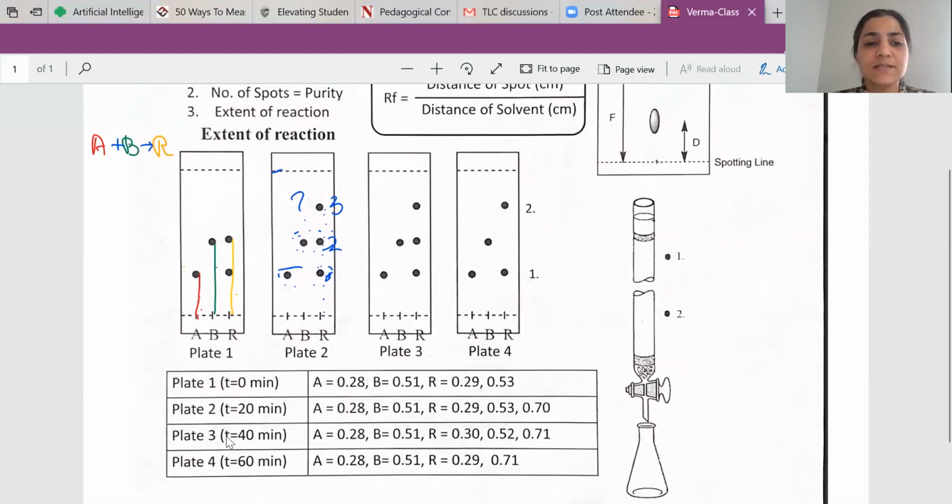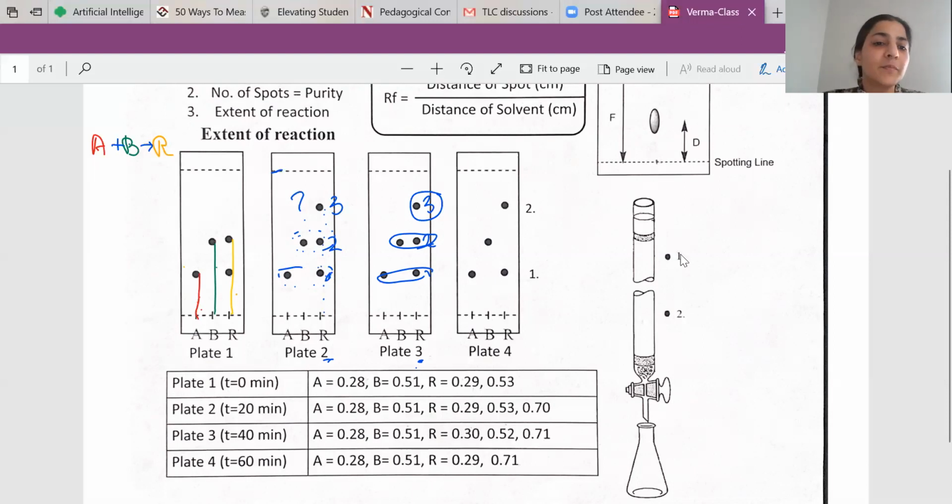After 40 minutes of her reaction being started, she takes a fresh plate, spots A, B, and the reaction sample R after 40 minutes. And she still sees that the 3 spots are still there. What do we conclude from plate 2 and plate 3? Definitely a new product is forming. The starting materials are still there. And no change has been observed from plate 2 to plate 3.